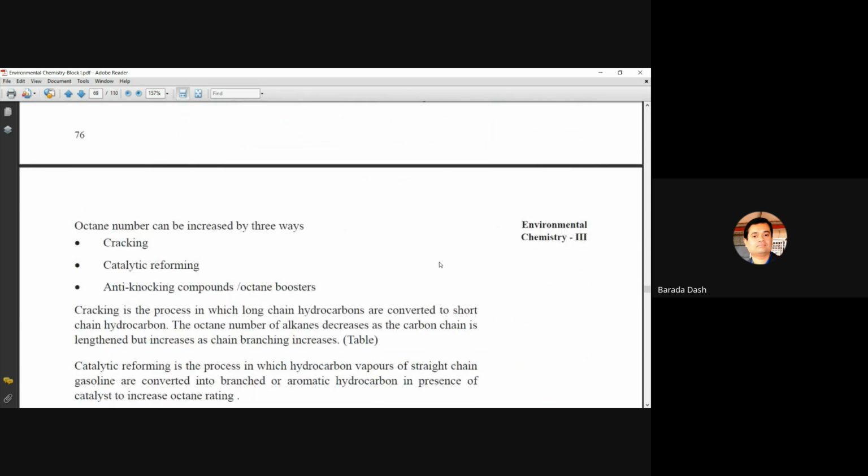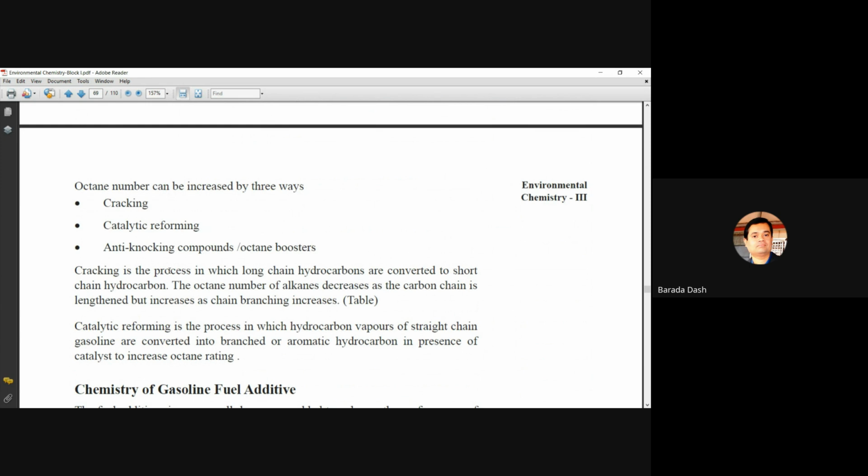Octane number can be increased in three ways. As I told, the higher the octane number, the higher the energy generated by burning that particular hydrocarbon. So how can you increase the octane number? By cracking, catalytic reforming, and anti-knocking compounds, octane boosters, all those.